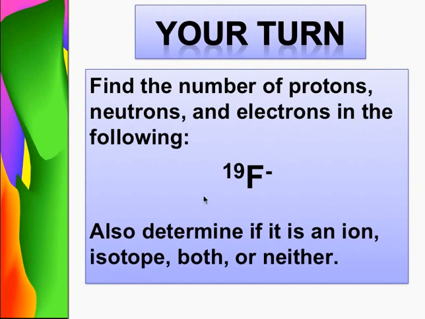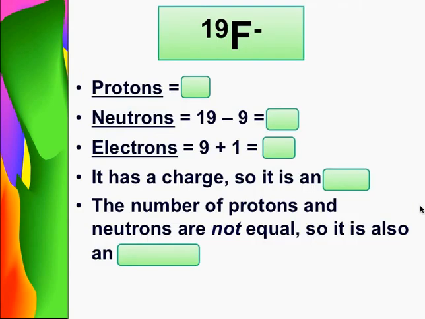Okay, so here's your turn. Take a look at this symbol here and determine all the pieces, parts of it. The number of protons, neutrons, electrons. Is it an isotope? Is it an ion? Both, neither, whatever. Okay, protons. Protons are easy. If it's fluorine, it's got to have 9. Neutrons is the mass number minus the number of protons. 19 minus 9, even I could do that without a calculator, and that's 10 neutrons.